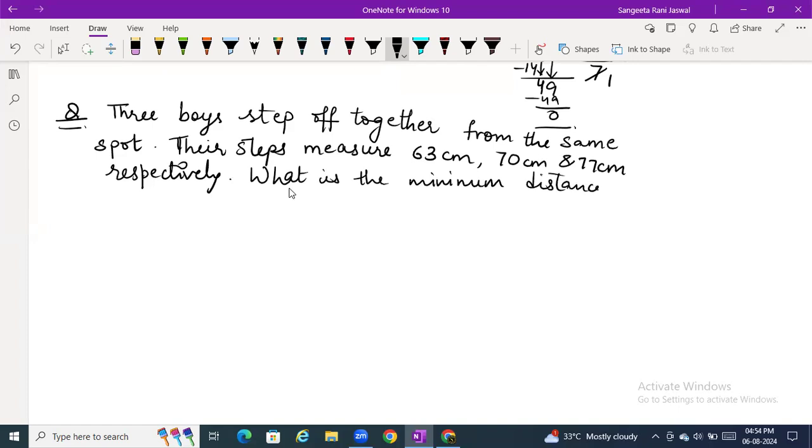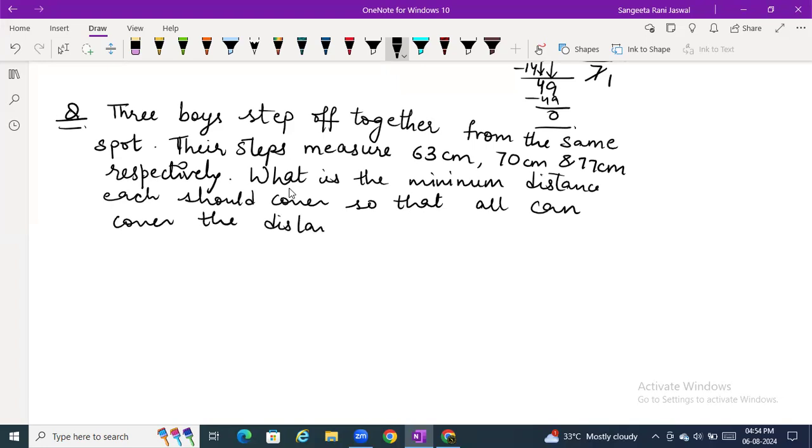what is the minimum distance each should cover so that all can cover the distance in complete steps. Complete steps means no part should be left.